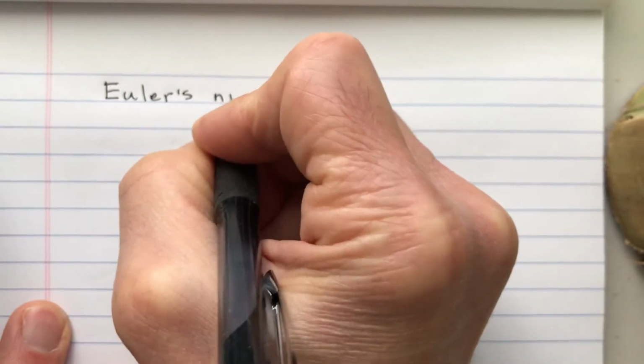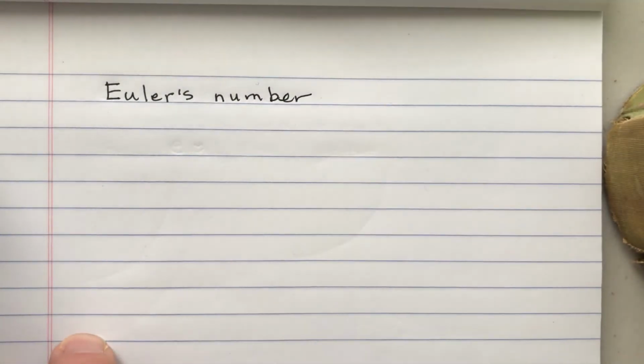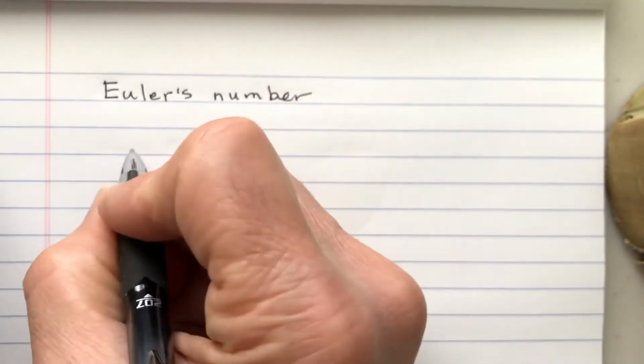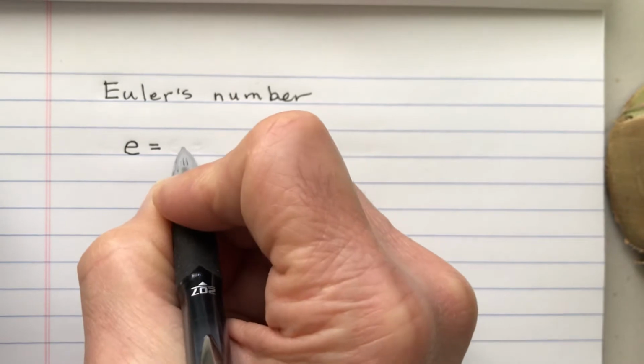All right, we're going to talk about Euler's number. Euler was a Swiss mathematician, and he lived from 1707 to 1783. He's really one of the greatest mathematicians of all time. And pretty often I just say e. So e is an irrational number.